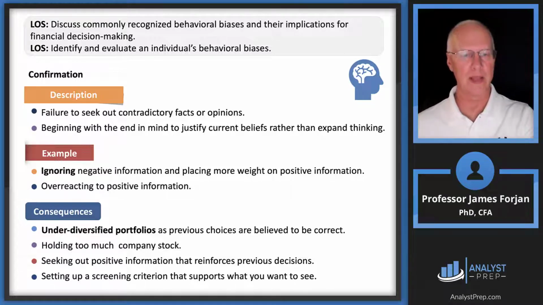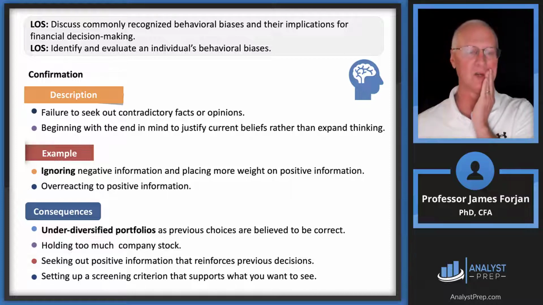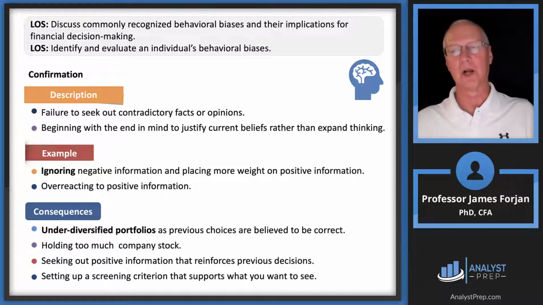So remember, overreacting to positive information because we ignore the negative information. And I love the bolded here under consequences. So look at this. This is probably true for lots of these biases, but under diversified portfolios, because we are ignoring bad information or negative signals, so we probably keep individual securities in our portfolio that probably don't belong there. Holding too much company stock. Yeah, this is a good one, because if you work for a company and everyone comes in and says, oh, look at our product lines, we're doing great, you may want to do this.